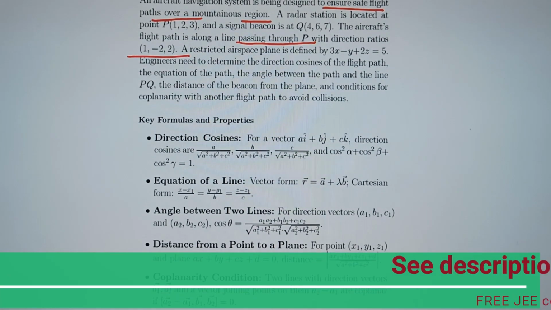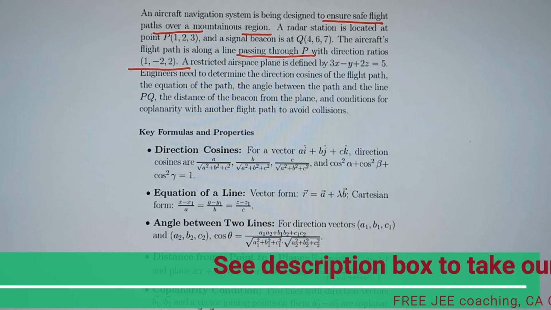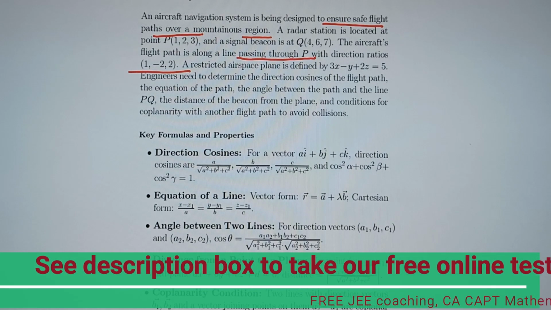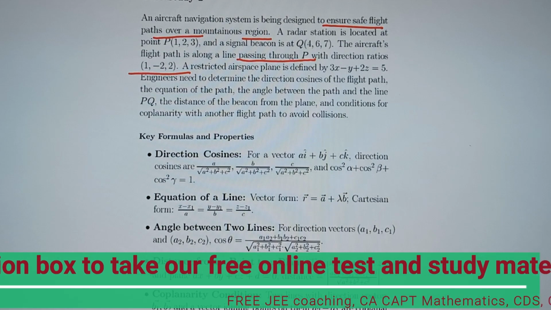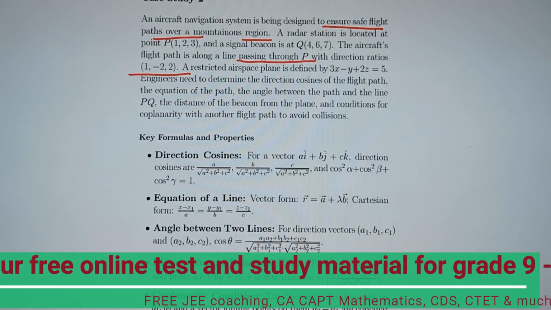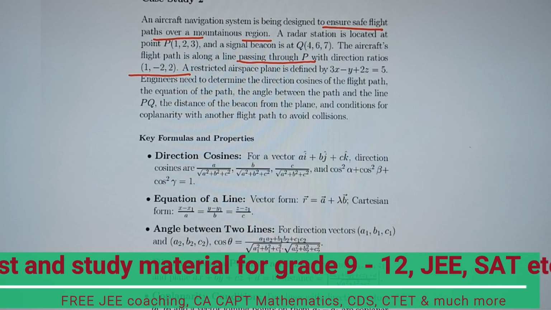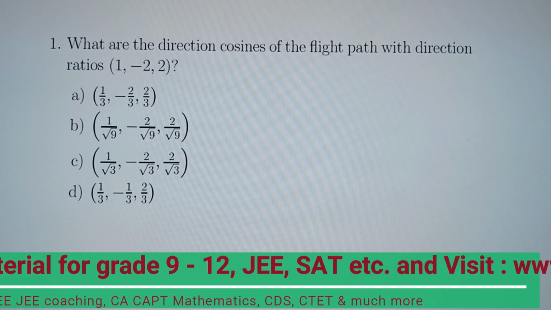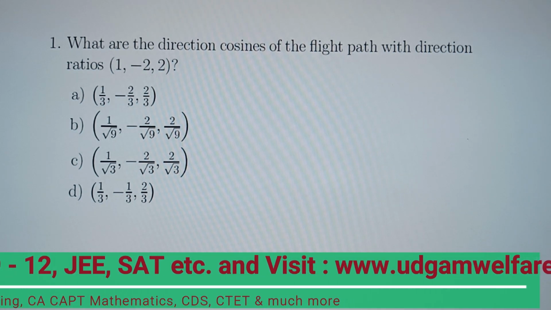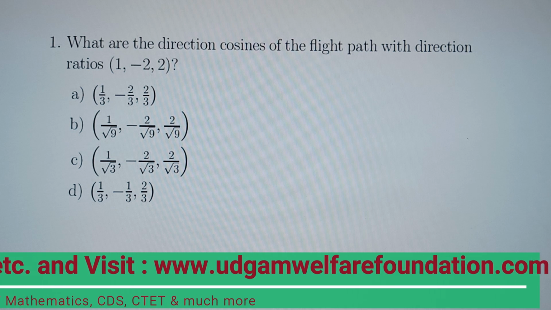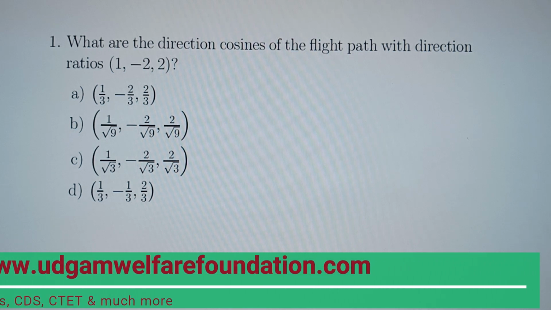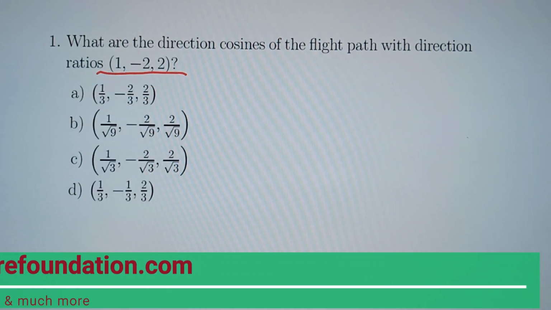Now, on the basis of this particular case study, I have prepared 5 MCQs as per the board standard. Now let's move forward and discuss our first MCQ based on this case study. So students, here comes our question number 1: what are the direction cosines of the flight path with direction ratios 1, minus 2 and 2?